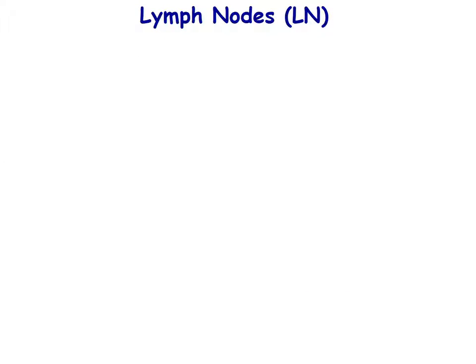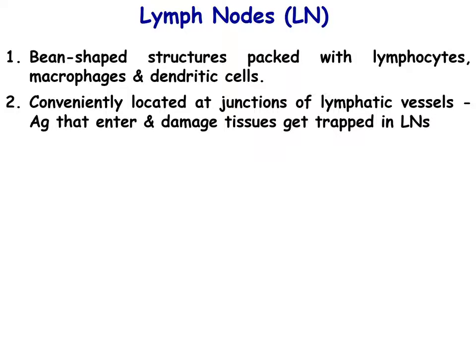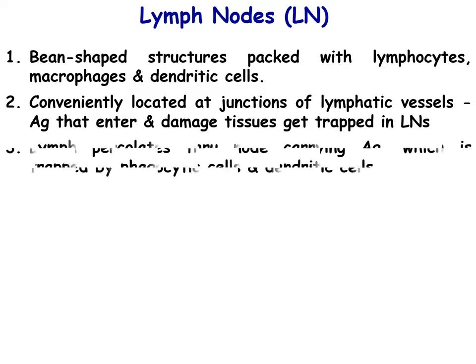The lymph nodes are sort of these strange looking organs. They're bean-shaped and they're packed with lymphocytes, B and T, and macrophages and dendritic cells, just waiting to launch an attack should a pathogen get in there. And they're also strategically placed at the junctions of lymphatic vessels, so anything that gets into the tissue will drain and be delivered to the lymph node. Okay, LN stands for lymph node.